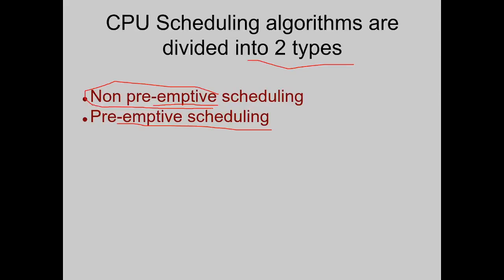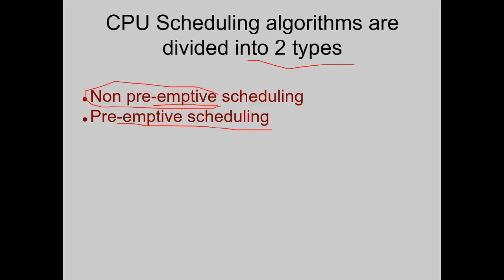Non-preemptive scheduling is where once the process is allocated to the CPU, the process has to finish all its execution. The CPU will not be taken away from that process in between. The process has to finish all its execution, then only the CPU will be taken away from that process and given to another process.